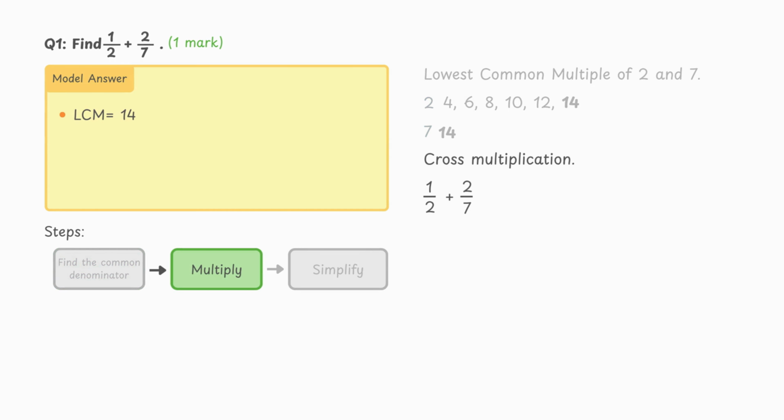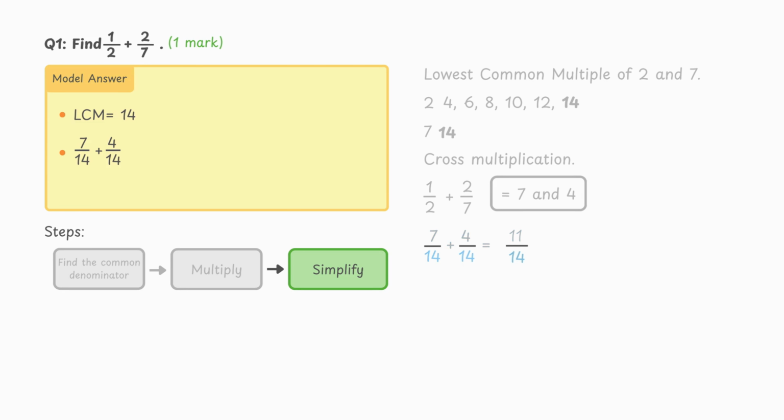After that, we will multiply. We will use the cross multiplication method for this one. So 1 multiplied by 7 is equal to 7. 2 multiplied by 2 is equal to 4. We now have 7 over 14 plus 4 over 14. After that, we will simplify it by adding the numerators. So 7 plus 4 is 11. Then we copy the denominator, which gives us 11 over 14.